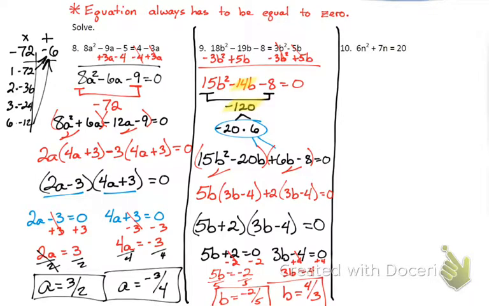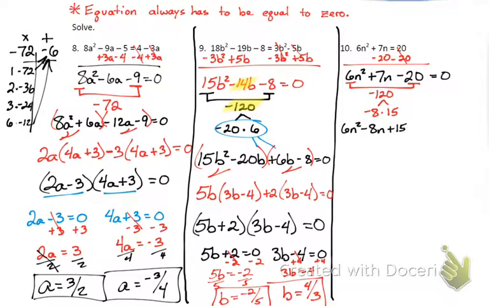Number 10, kind of the same thing here. The only thing you had to do to make it equal to 0 was to subtract 20 on both sides, giving us 6n squared plus 7n minus 20 equals 0. Then we multiplied a and c. 6 times negative 20, negative 120. We found that negative 8 and positive 15 worked for our two factors. Negative 8 times 15 is negative 120. Negative 8 plus 15 is positive 7. They go in the middle.